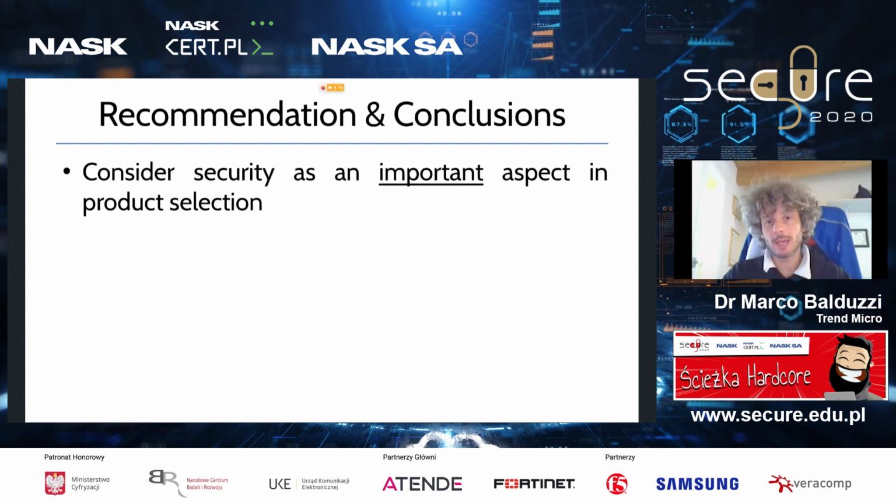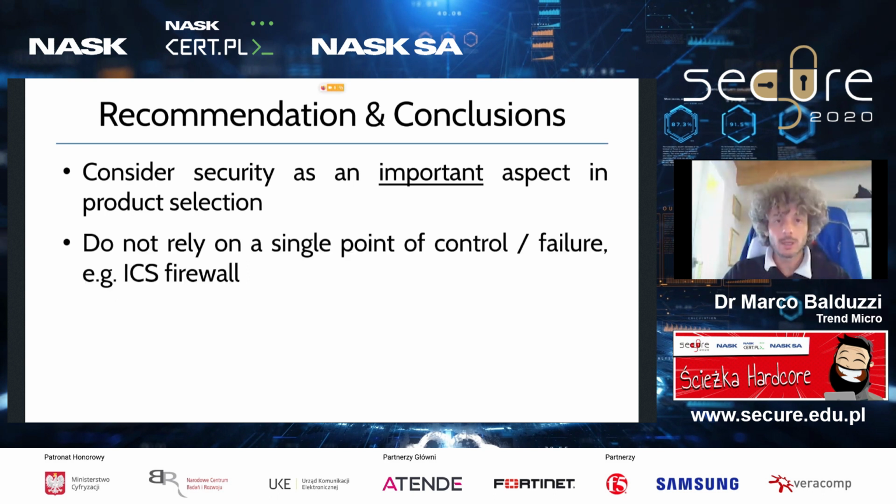To conclude, I want to say that OT engineers should consider security as an important aspect in their product selection. Modern protocol gateways, as well as other ICS related devices, come with some security features, like ours, but not all of them. So carefully pick your devices. Do not rely on only one single point of failure. Like in a normal IT network, you have firewall, antivirus, IDS, IPS, whatever you want. But in the ICS world, normally you just have ICS firewalls.